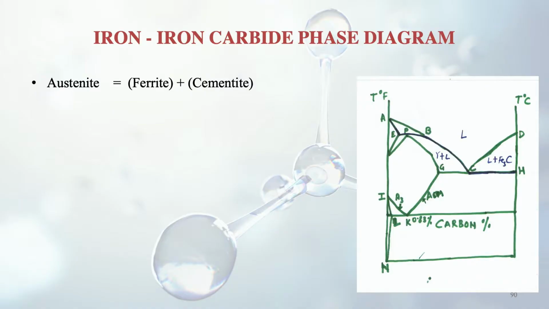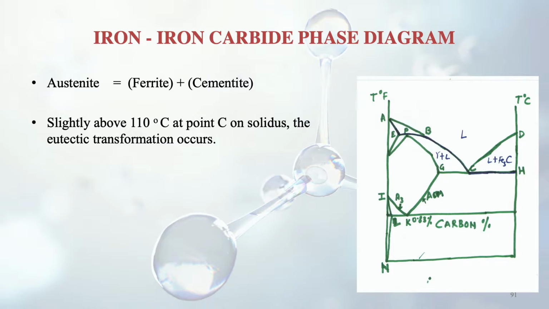So here the transformation reaction takes place. That single solid phase, austenite, gamma, is getting split into two phases. What are those two phases? We will see here: ferrite and cementite. So austenite is equal to ferrite plus cementite, and this transformation is taking place at 0.83% carbon, and this is also known as the eutectoid point.